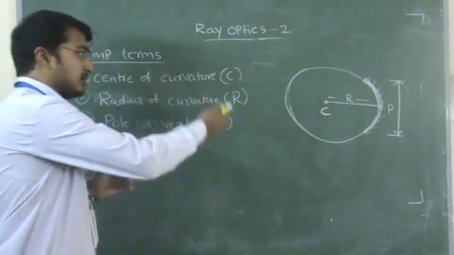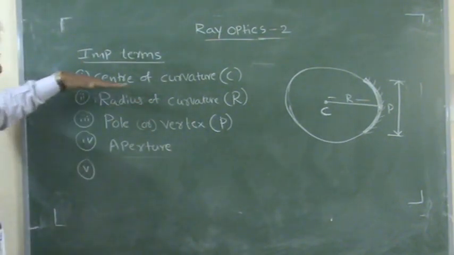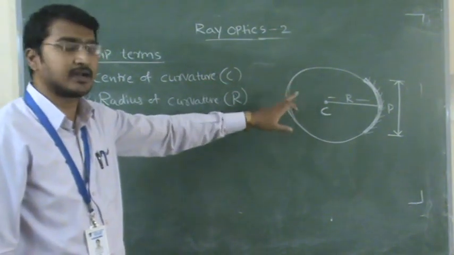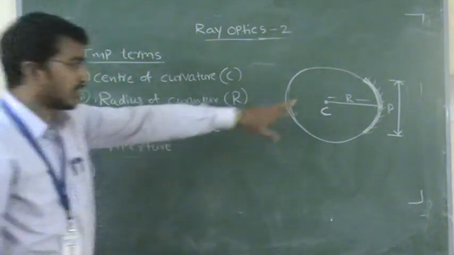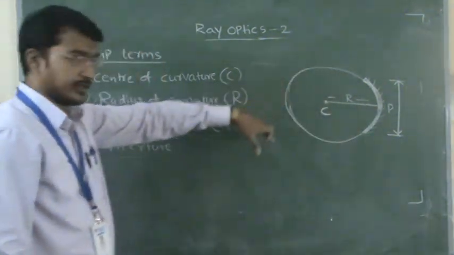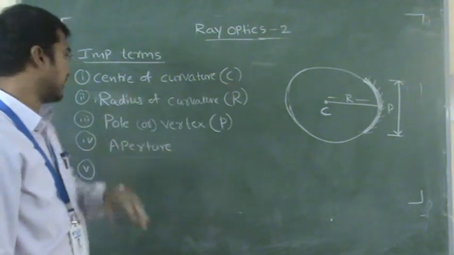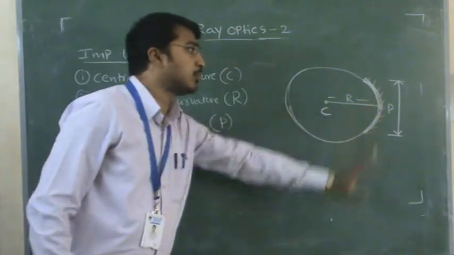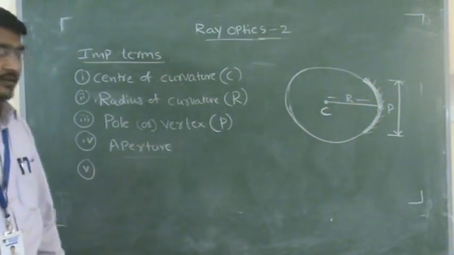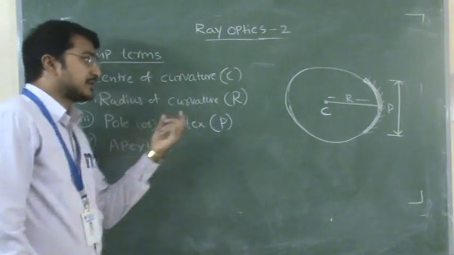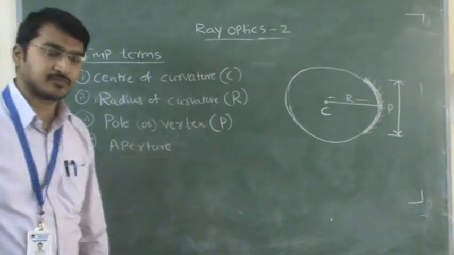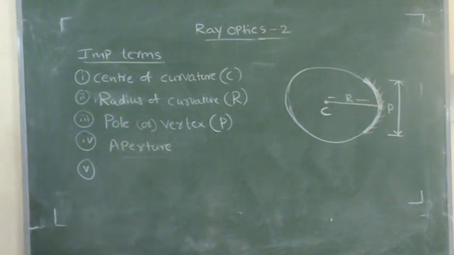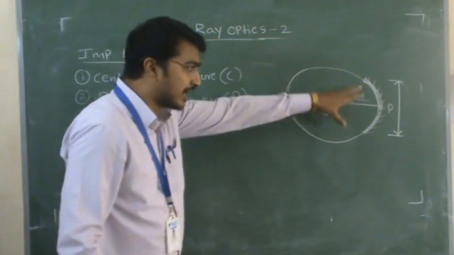I will just write it in a new way. First, what is center of curvature? The center point of a spherical mirror or sphere is called the center of curvature. What is radius of curvature? The distance between the center and the pole or mirror is the radius of curvature. Next, what is pole? The center point or midpoint of the mirror we call the pole. Next, aperture. What is aperture? Aperture is nothing but the linear diameter of the mirror.